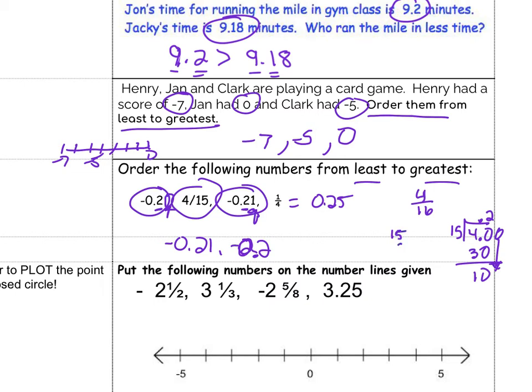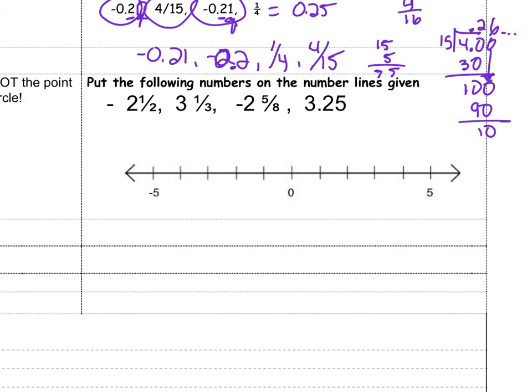15 times 5 is 75. So if I'm adding one more 15, that would be 90. And I don't have 0 yet, but I do know that this number would be a 6. And there's more numbers that come after, but I don't have to do any more work because I know that 6 is greater than 5. So my 1/4 will be next, and then my 4/15 is the greatest.